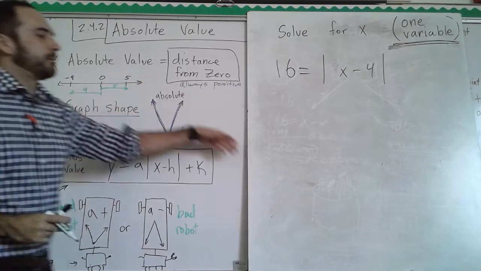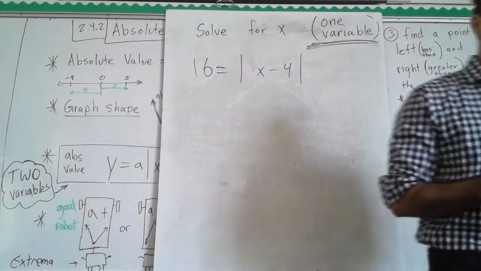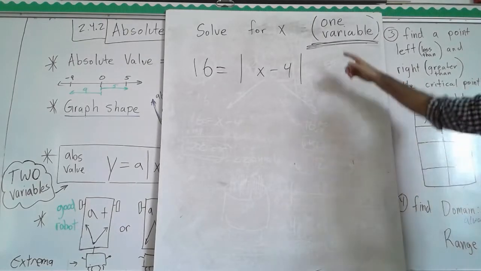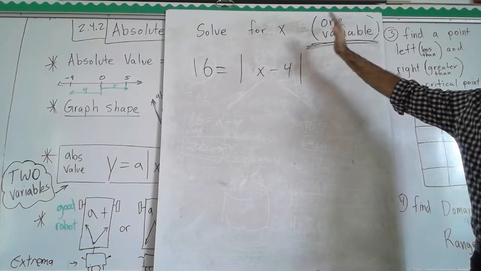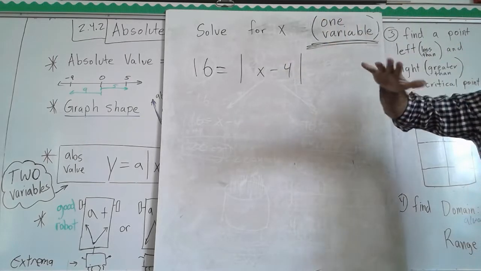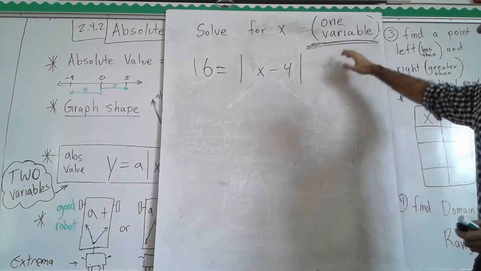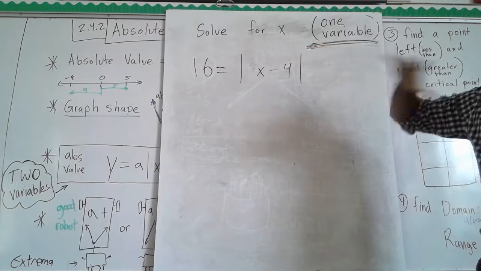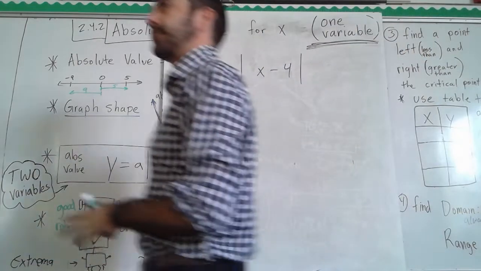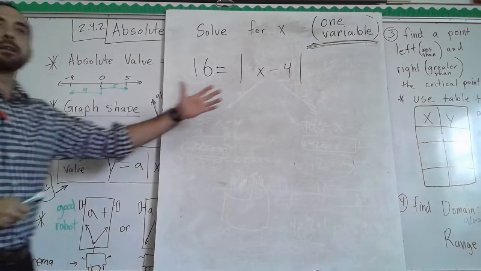I want to kind of review back to something that you likely saw last year. This is when we only have one variable. And I'm going to tell you very, very clearly here that our classwork and homework is always dealing with two variables. But I want us to review and recall how we're going to figure out one variable. And this is going to help us with our overall kind of conceptualization of absolute values. So let's look at this real quick.